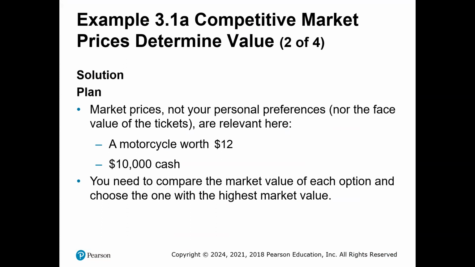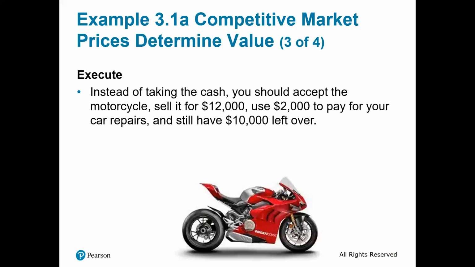Market prices, not your personal preference, nor the face value, are relevant here. A motorcycle worth $12,000 or $10,000 cash. You need to compare the market value of each option and choose the one with the highest market value. Instead of taking the cash, you should accept the motorcycle, sell it for $12,000, use $2,000 to pay for your car repairs, and you still have $10,000 cash left over.